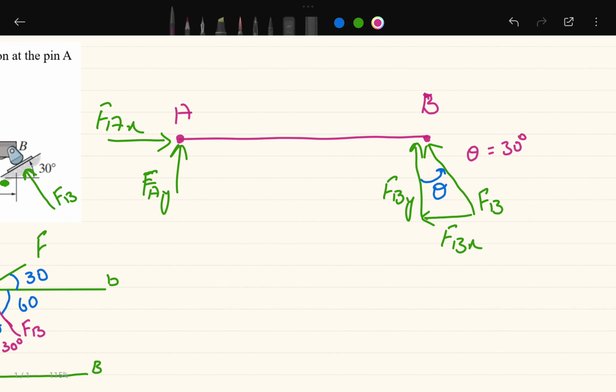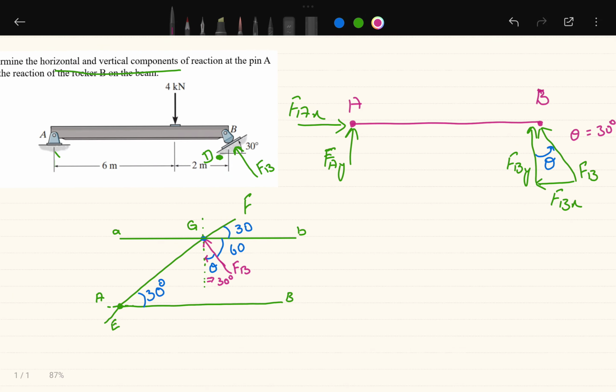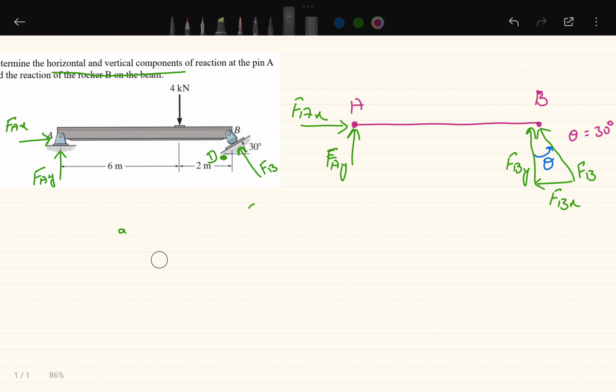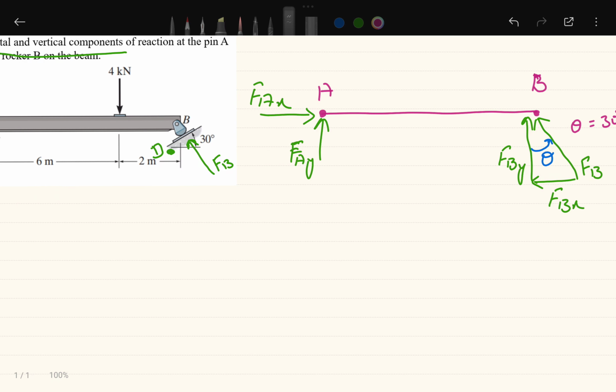to be 30. All right, now let me clear this up so we can have more space to solve our problem rather than talking about the angle.